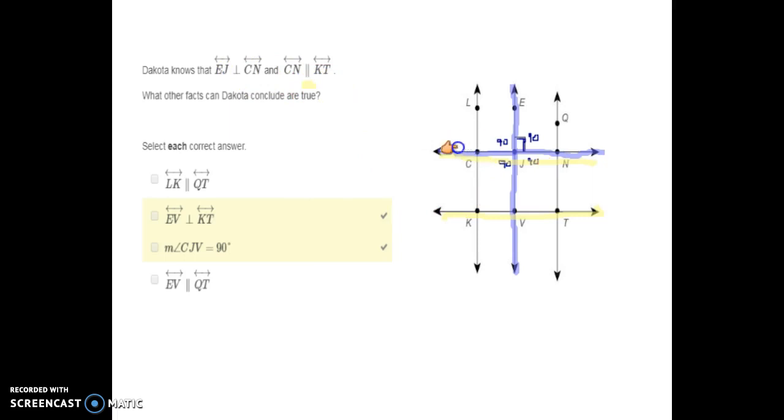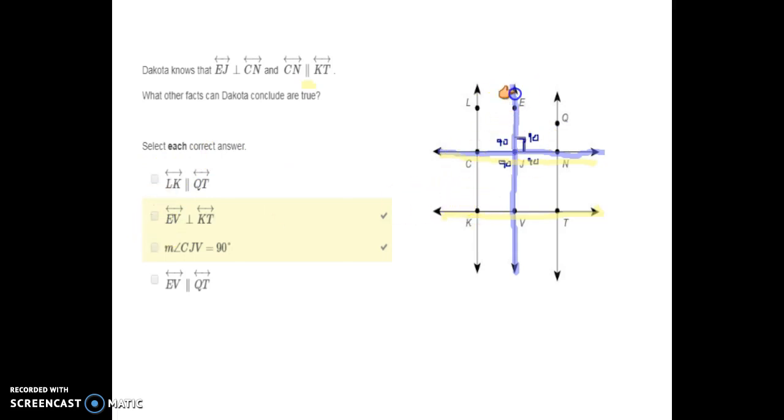They haven't told us that this angle is 90 degrees. They haven't told us this angle is 90 degrees. And so we can't say for certain that these two are parallel. So that's why that is not a correct choice.